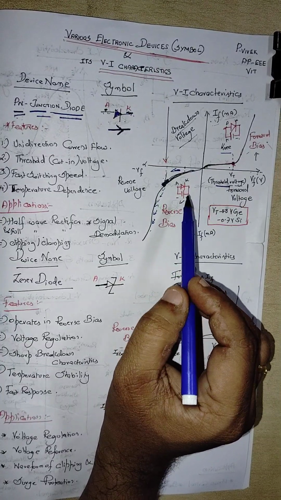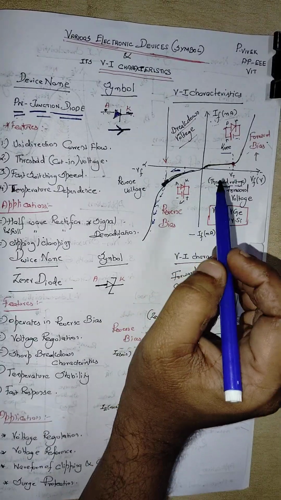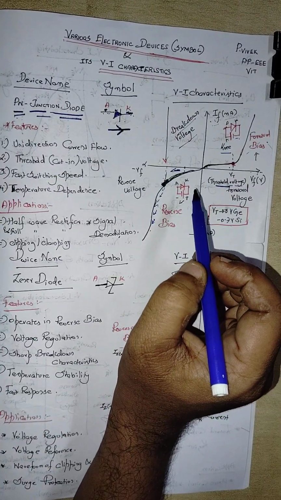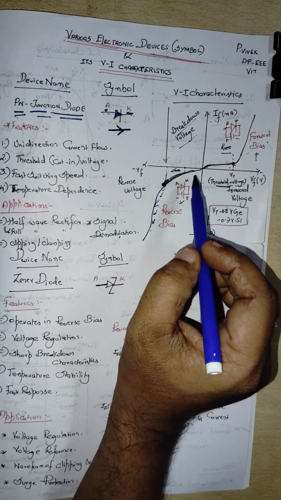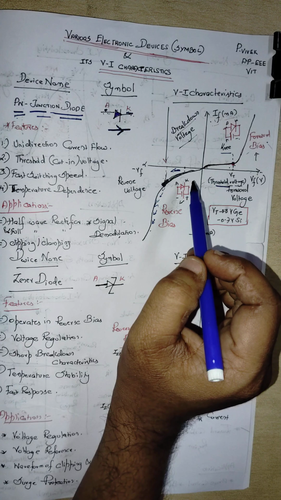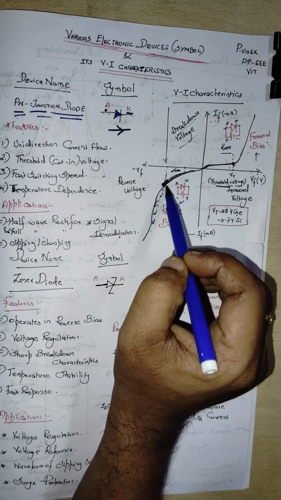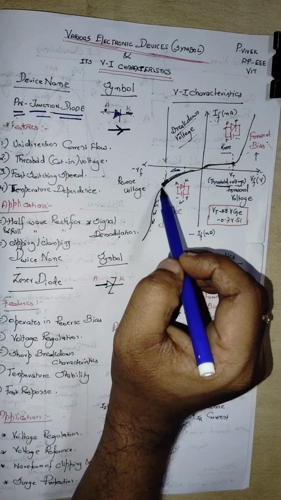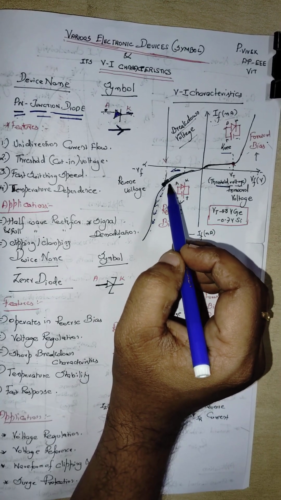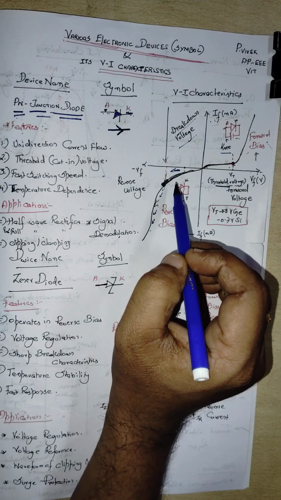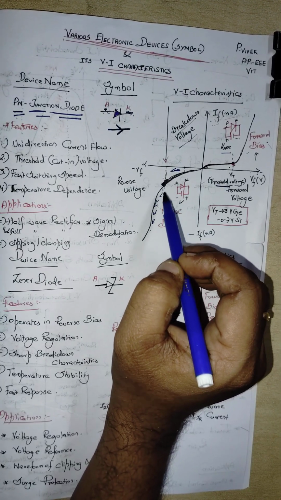Now when we keep on increasing the reverse voltage, even though in the reverse bias condition the diode will not conduct, some amount of current will flow. This is due to the minority carriers. You can see that some amount of current flow is there in the reverse bias condition. This particular current is also known as the reverse saturation current.